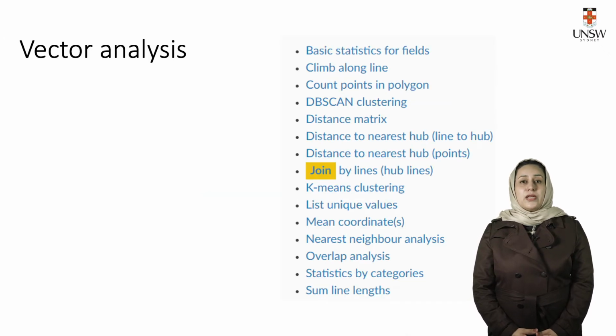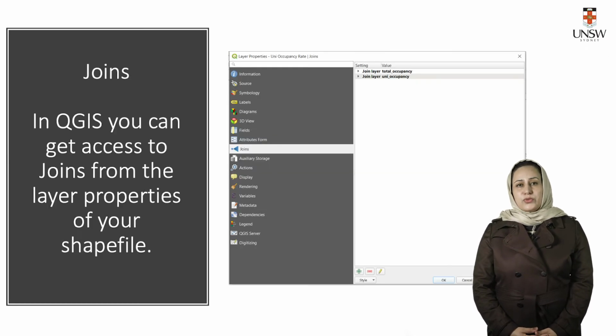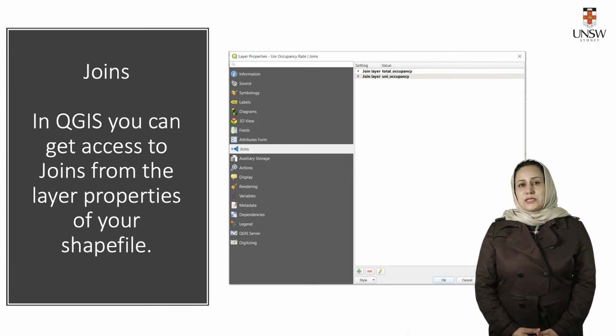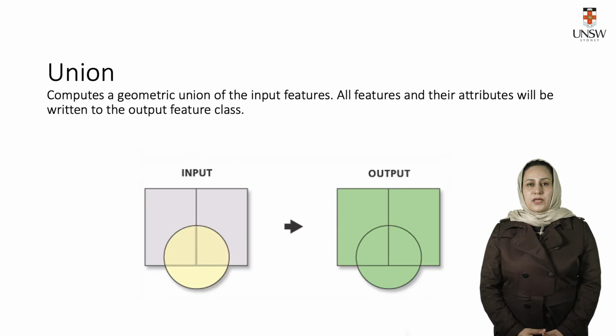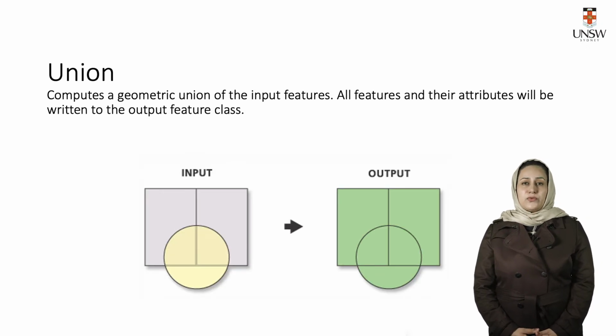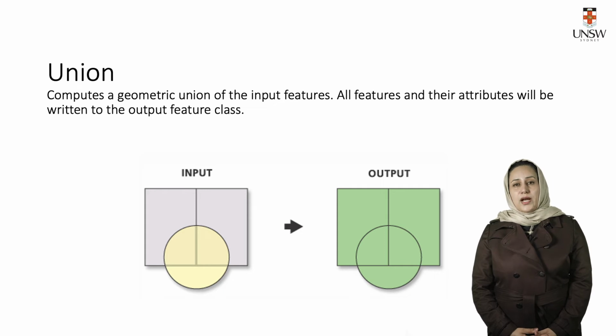Also, there are tools for processing of vector data in vector analysis toolset. So far you have learned how to join the data from a table to a shapefile in this course. As you know, this is a tool for joining non-spatial data to spatial data based on a common field available in the two spatial and non-spatial data. In symmetrical difference, we remove the overlapped areas between two shapefiles. Union tool is a kind of addition of two features in a way to have all the attributes and fields of two feature layers in one feature layer.